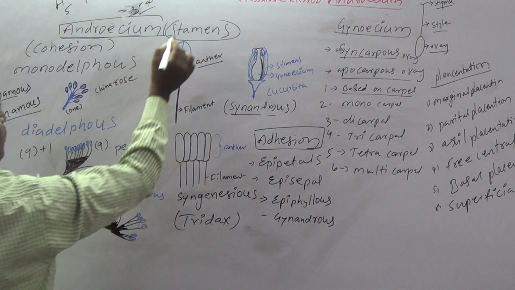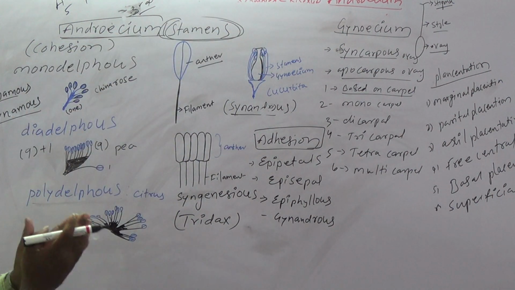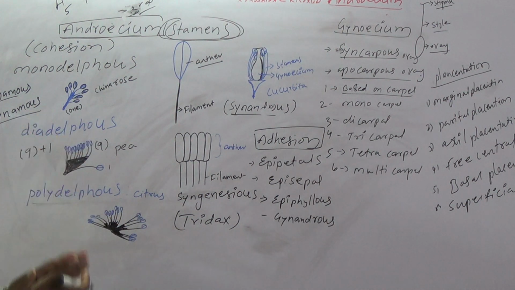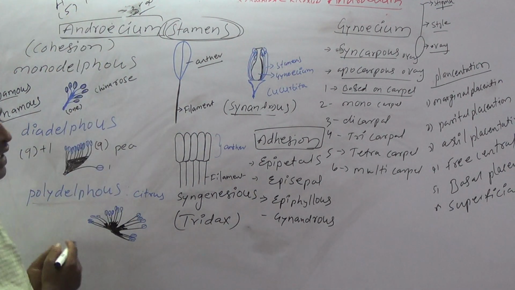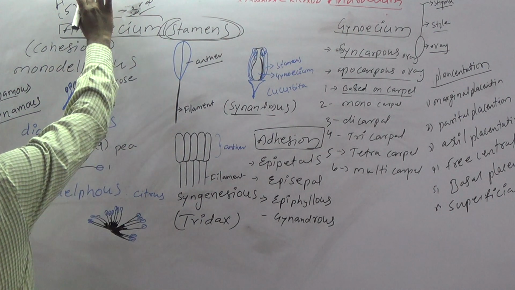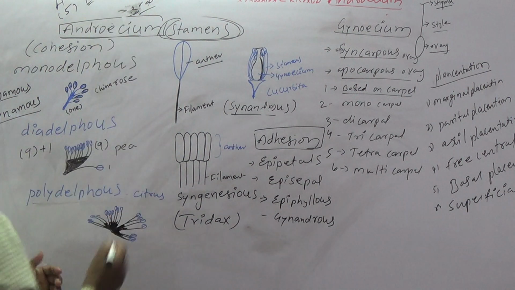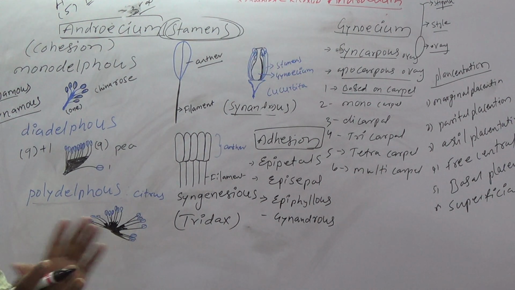And every unit of androecium is called stamens. If 5 stamens, A5; 10 stamens, A10; 6 stamens, A6. Are you clear? If it is united, put a bracket. If it is free, close it, release it, consider it as free stamens. So androecium represents the male reproductive part. Every unit of androecium is called stamens. Generally stamens represent male reproductive organs.